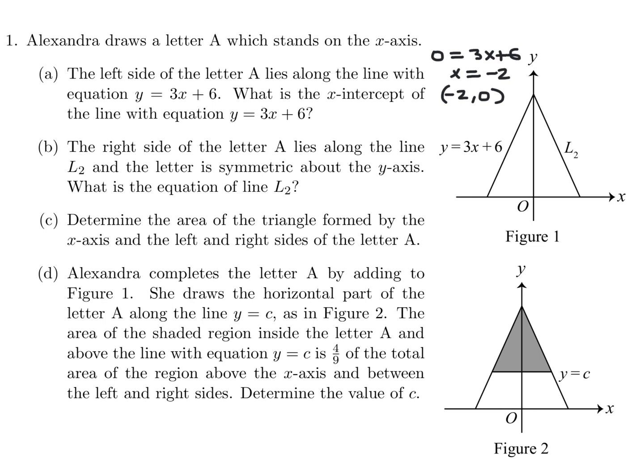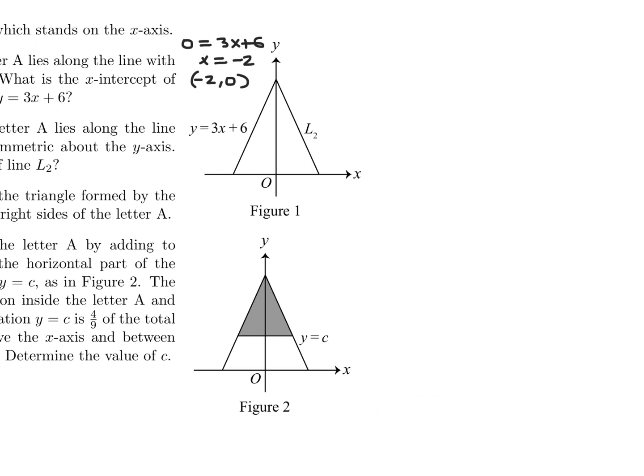The right side of the letter A lies along the line L2, and the letter is symmetric about the y-axis. What is the equation of L2? Well, as always, every line is of the form y is equal to mx plus b. And then to get m, which is the slope, we would do rise over run.